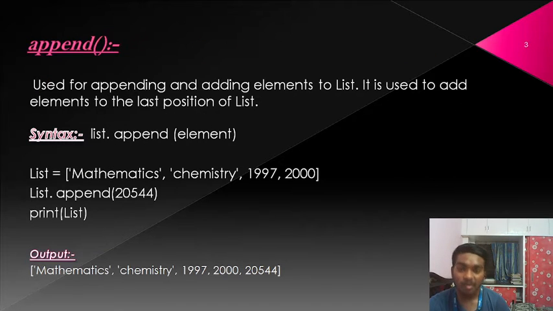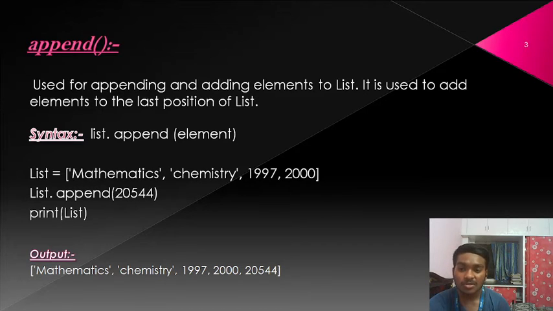First method is the append method. Append method is used for appending and adding elements to the list. It is used to add elements to the last position of the list. Append method is used to add the elements at the last index position of the list. Syntax: list.append(element).